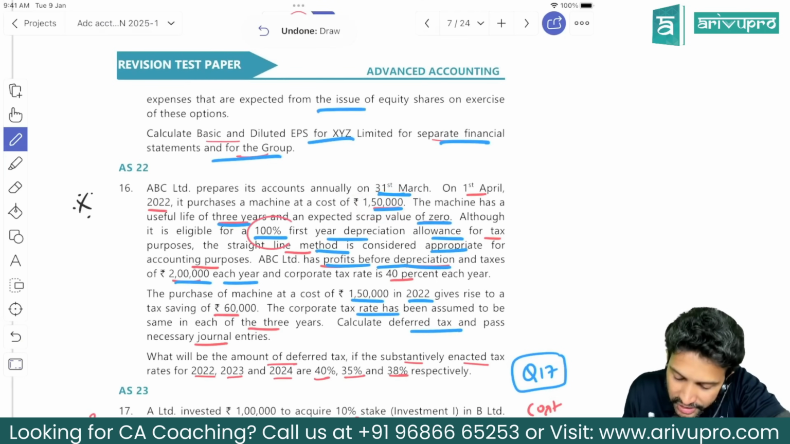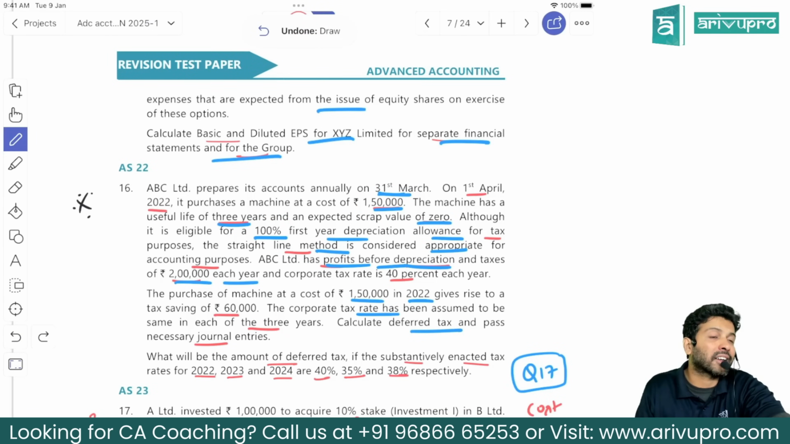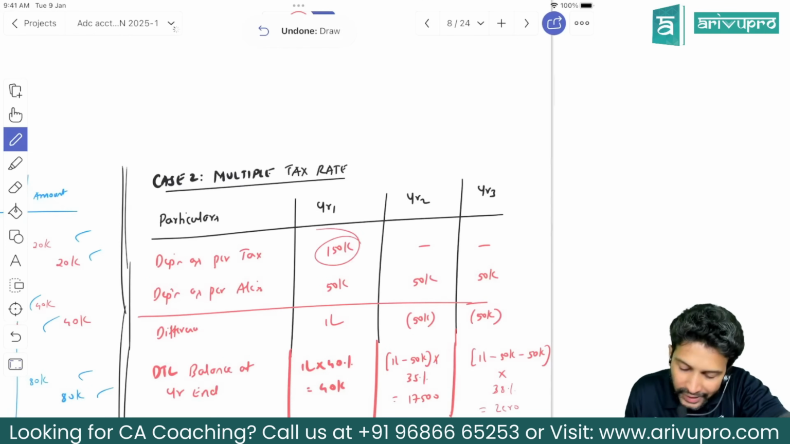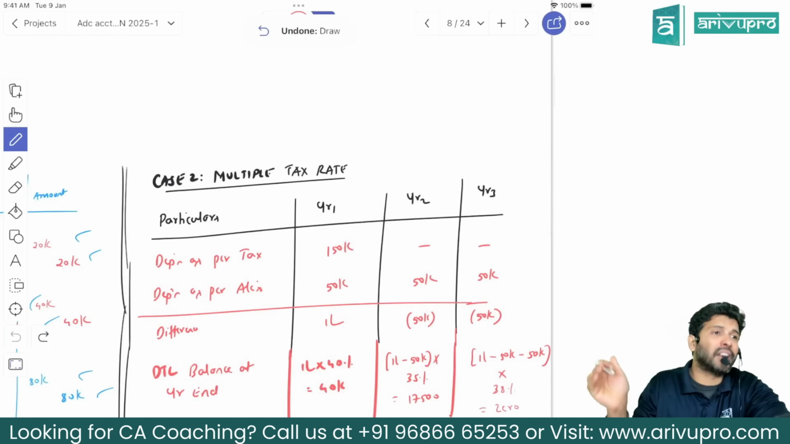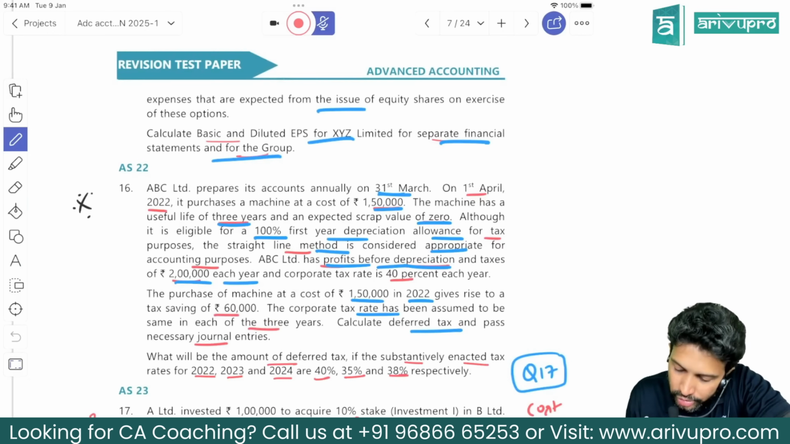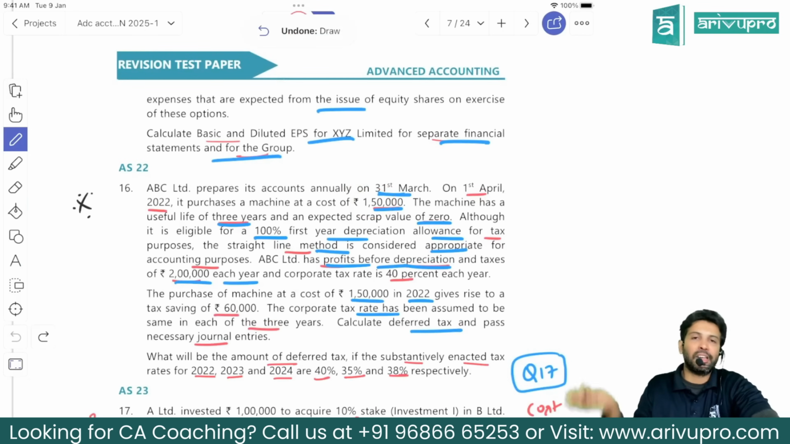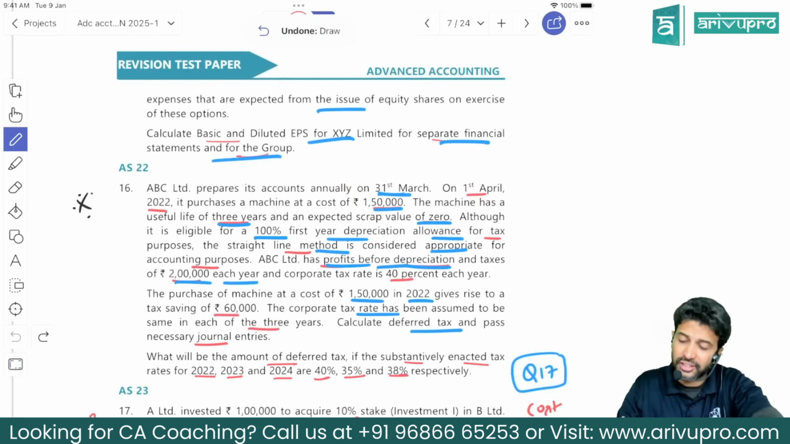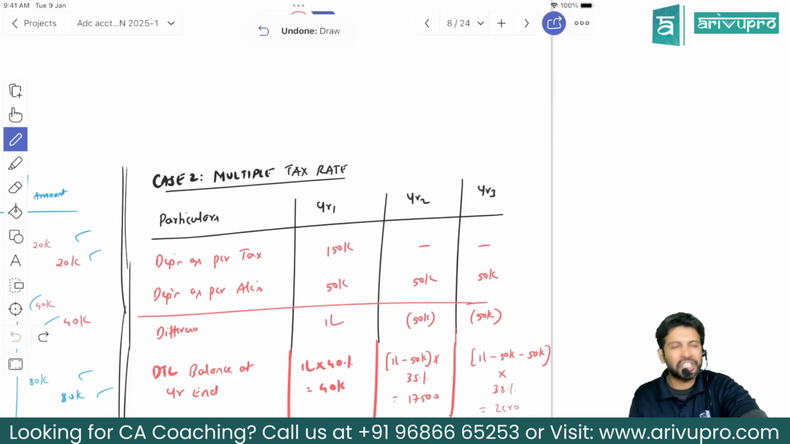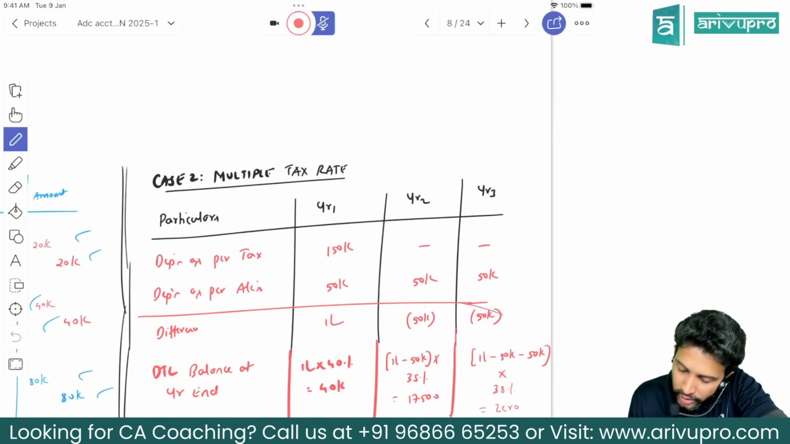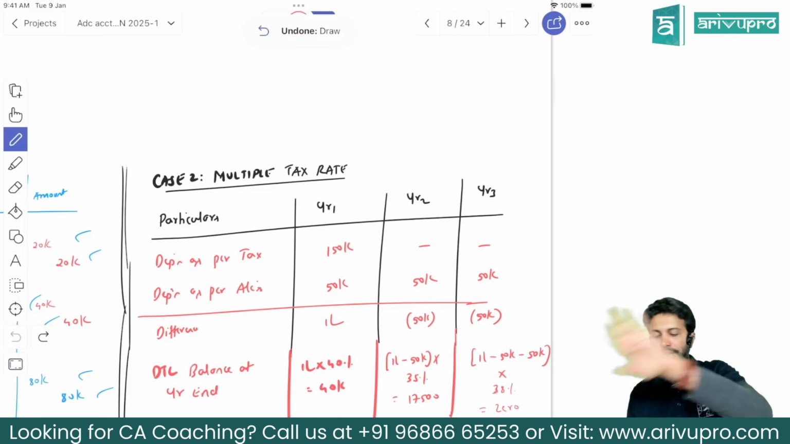How much is machinery ka cost? 1,50,000. How much depreciation did you claim as per tax? First year only you claimed 1,50,000. Second and third year how much? 0. But in accounts, are you claiming in first year only or over 3 years? So 1,50,000 is the cost of the asset. Salvage value is 0. Useful life is 3 years. So what is depreciation as per accounts every year? 50,000. So is it matching or difference? Difference is there. What is the difference? 1 lakh, 50,000 negative, 50,000 negative.